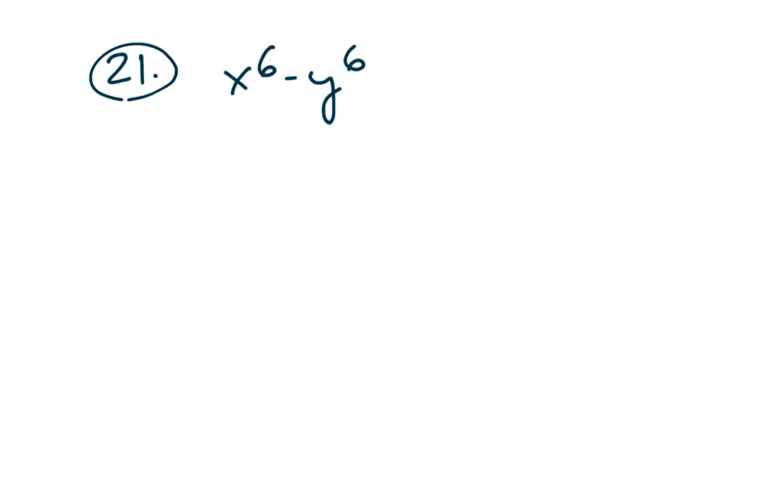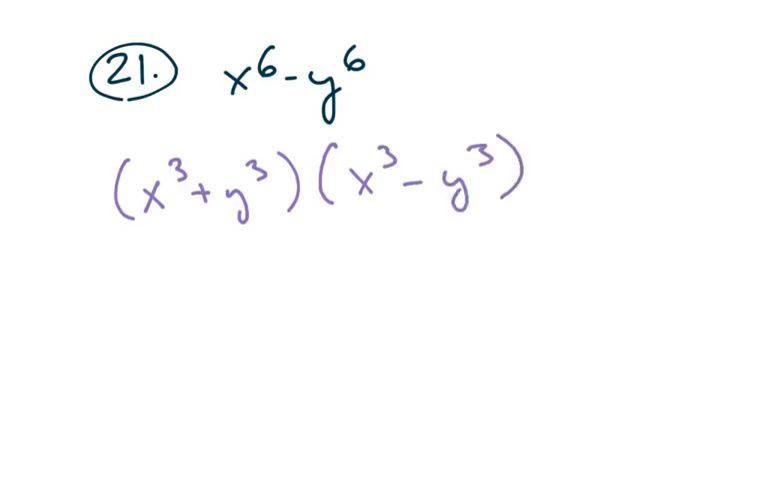This one, we can actually do it two ways. We could do the difference of squares, or we could do the difference of cubes. I'm actually going to do the difference of squares first. So this becomes x cubed plus y cubed times x cubed minus y cubed. And hopefully you can see that if I take the square root of each of these, meaning I'm raising to 1/2, they're going to be cubes.